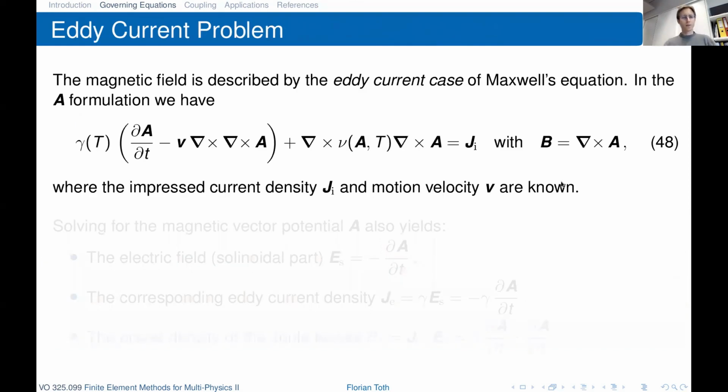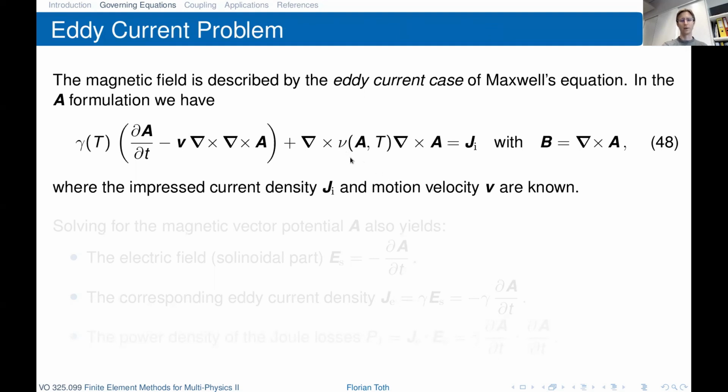Good. The next problem, a subproblem for induction heating, is the eddy current problem. And here we want to describe the magnetic field by the eddy current case of Maxwell's equations. So in the classical A formulation, I've written it down here, including the convective term in magnetics that takes a moving conducting material into account, since our steel sheet is actually moving.